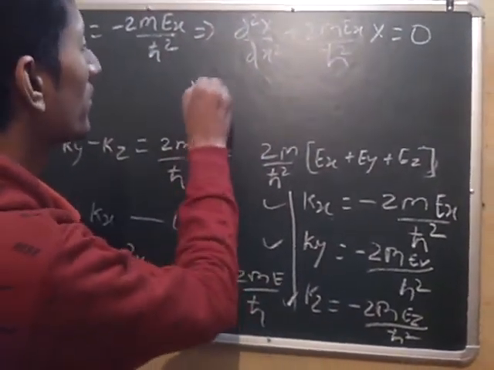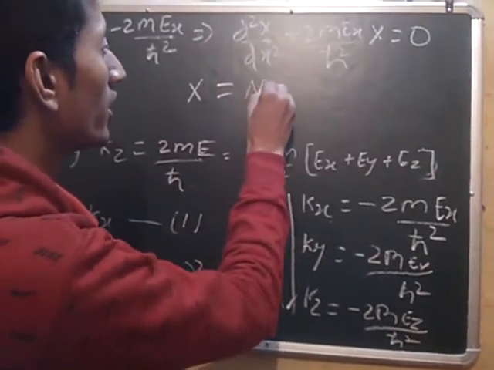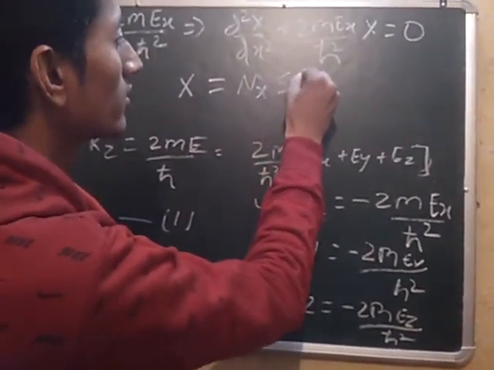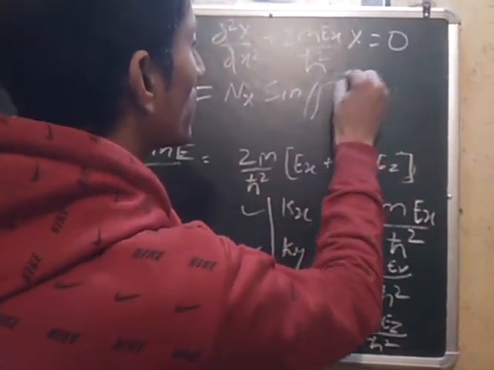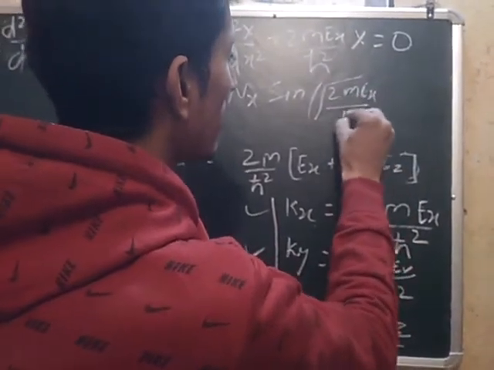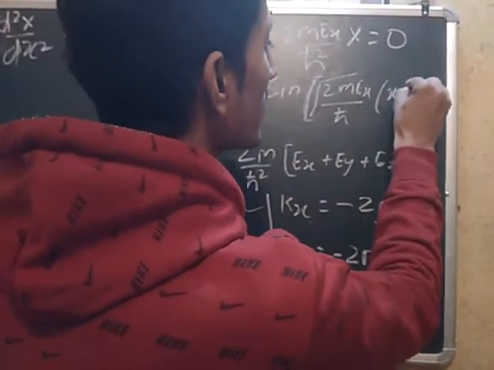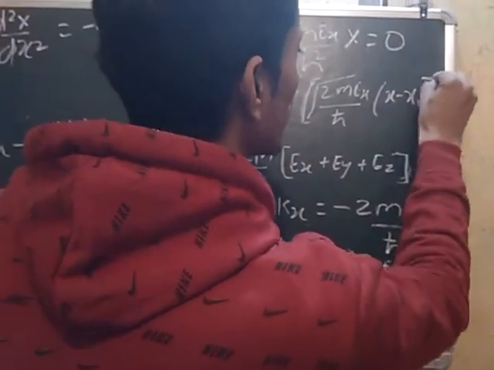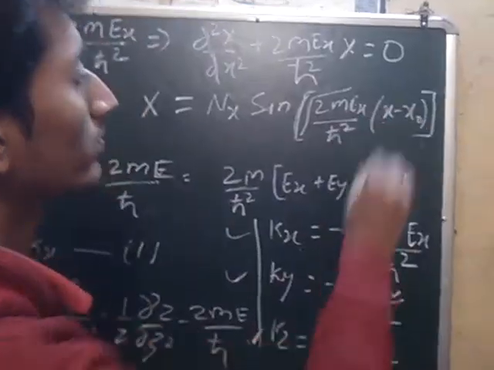So x can be written as, and let's call it the normalization constant, nx sine of square root of 2m Ex upon h bar square into x minus x naught.